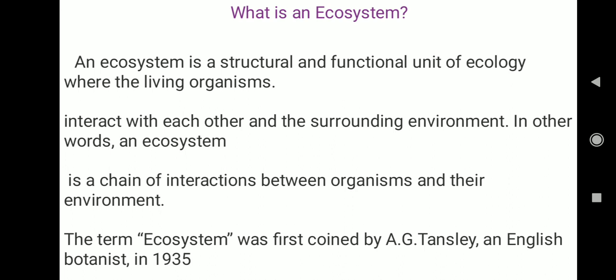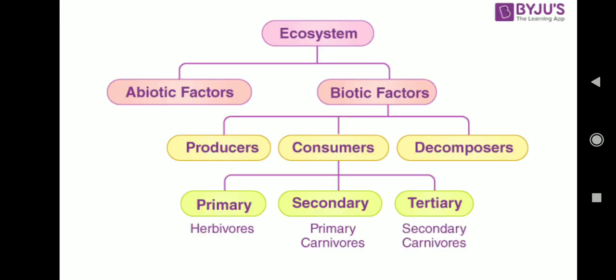The term ecosystem was first coined by T.G. Tansley, an English botanist, in the year 1935. The structure of an ecosystem can be split into two main components. They are biotic components and abiotic components. The abiotic factors are components consisting of soil, water, humidity, climate, temperature, etc.